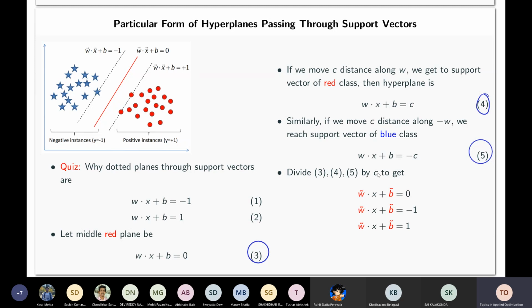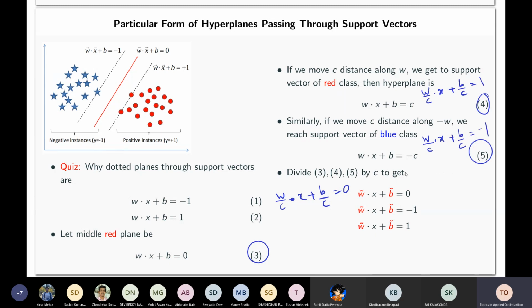Obviously, C equal to 0 would mean they are collapsing, right? So that is not separable data anyway. So C equal to 0 is not possible. So C is non-zero, so I can divide by C. If I divide by C, what do I get, right? Here I get W by C dot X plus B by C equal to 0. Then if I divide this guy by C, W by C dot X plus B by C equal to 1. And if I divide this guy by C, this is W by C dot X plus B by C equal to minus 1.